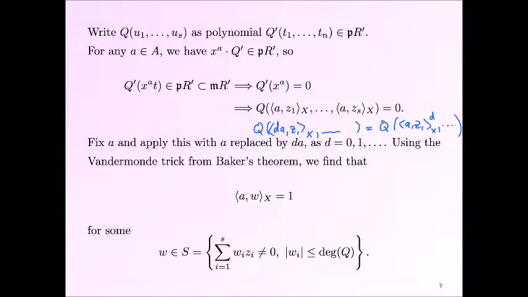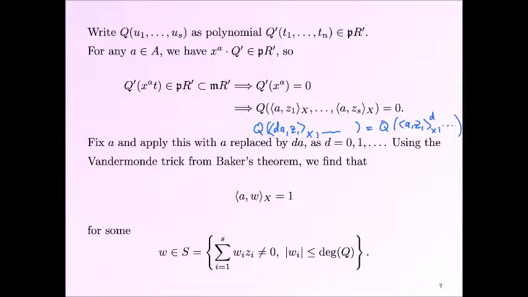So what that means is that there are two different a·zi's that have to be equal, so a dot their difference has to equal 1. Okay, so that means that a·w in this pairing is 1 for some w that is a non-zero linear combination of the zi's.